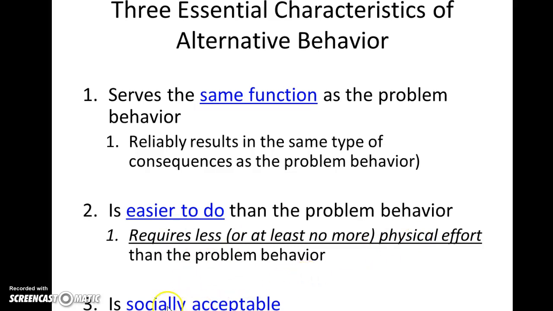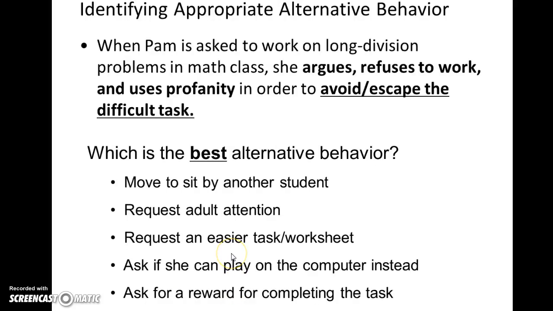And finally, it's socially acceptable. So it is something that is either a positive behavior or something that is acceptable in that environment. So we're showing them pro-social skills through that. Okay, so identifying appropriate alternative behavior. If we don't want them to engage in the problem behavior, what can we do? So let's look at it.